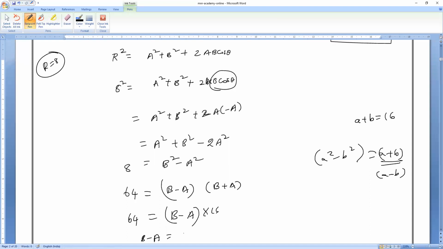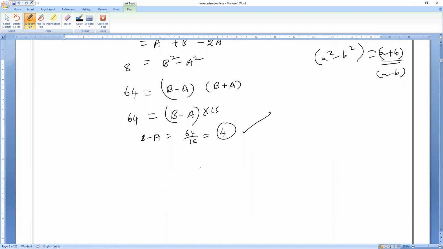So what is B minus A? B minus A is equal to 64 by 16, which is equal to how much? 4. Yes. Then we have two equations. One is B plus A is equal to 16. Next, B minus A is equal to 4.